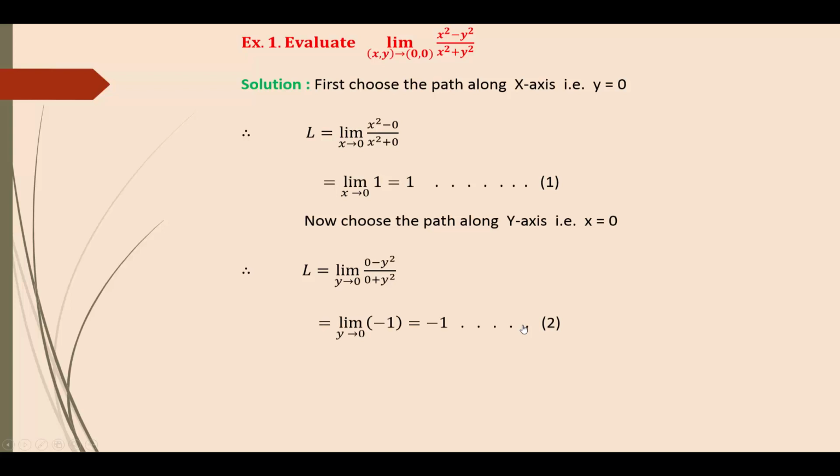Denote this as number 2. In 1, plus 1, and in 2, minus 1, both are not equal. Therefore from 1 and 2, along different paths the limit is different, and therefore the limit does not exist.